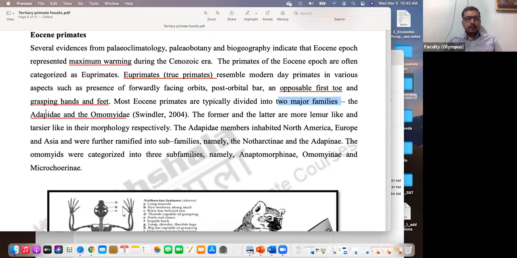So the Adapidae family showed creatures that were more like lemurs. We talked about lemurs and tarsiers in the classification. So lemur-like creatures were part of Adapidae, and they mostly inhabited North America, Europe, and Asia. They were more like the lemurs that we talked about in a previous class. Currently we have lemurs, but these were lemur-like, and they became extinct.